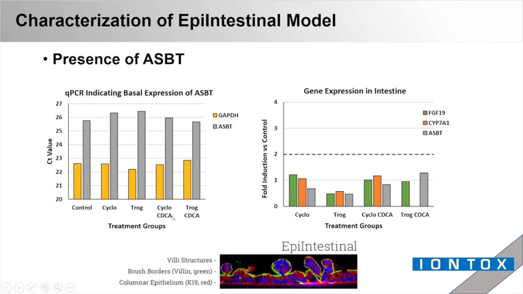And essentially the take home from this is that in the presence of both cyclosporin A and troglitazone, these are known BSEP inhibitors, as well as co-exposures with cyclosporin and the bile acid CDCA, or troglitazone and the bile acid CDCA, there's not much of a change in ASBT, although it is present. And of course, we just have GAPDH here as our normalization gene. And again, here, when we look at the FXR related genes, FGF19, CYP7A1, and ASBT, there's essentially no change in the intestine when we look at these.